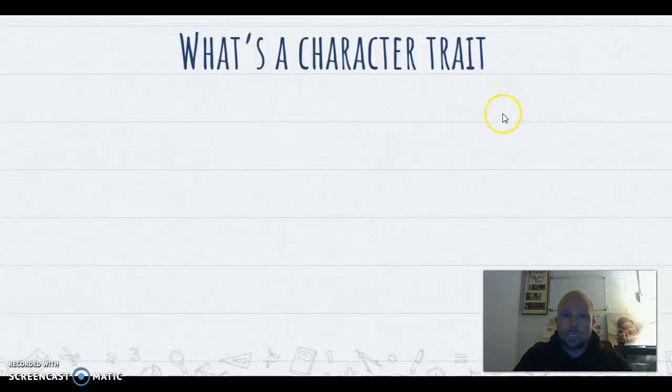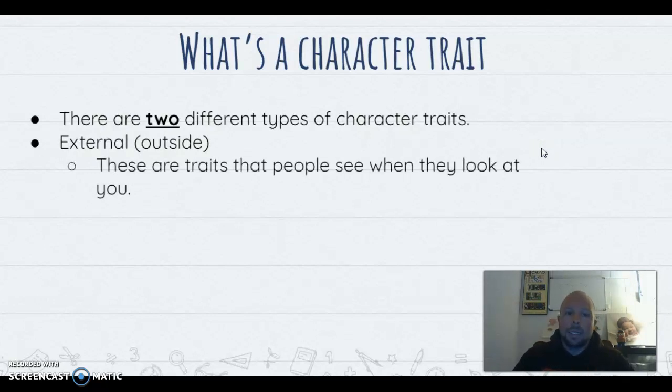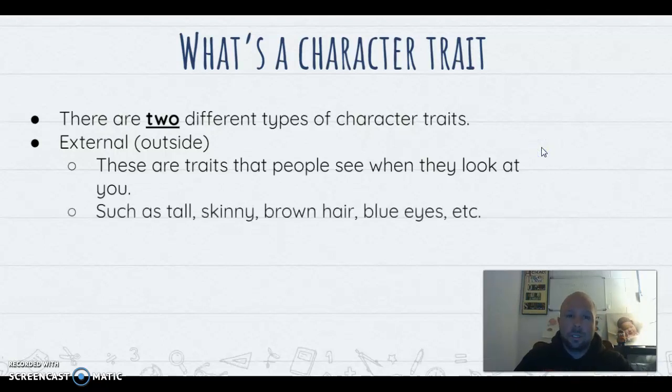Okay, so let me go through this slideshow with you. So firstly, what is a character trait? Okay, now you need to know that there are two different types of character traits. Okay, there's an external, which is outside. That means outside of your body. Okay, these are traits that people see when they look at you. So if you're walking down the street and someone glances over at you, they're going to be able to notice your external character traits. They will have no idea of the second one, which is your internal, and we'll get to that in a minute.